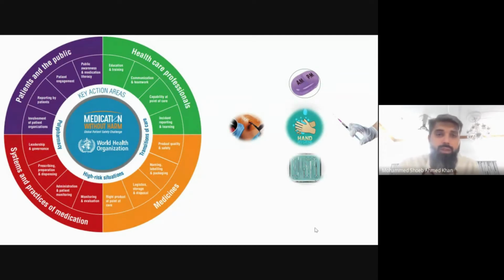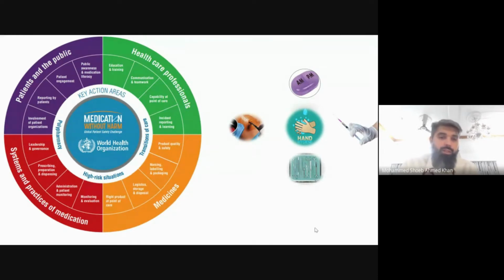And if there is any issue, it should be made sure it is reported, because it should not be that many incidents are happening, it's not coming to our notice, and eventually something big happens. So even the smallest of the smallest thing should be reported. An incident reporting system must be made, and we should learn from that, not humiliate the person who has made the mistake. The product quality safety must be assessed.